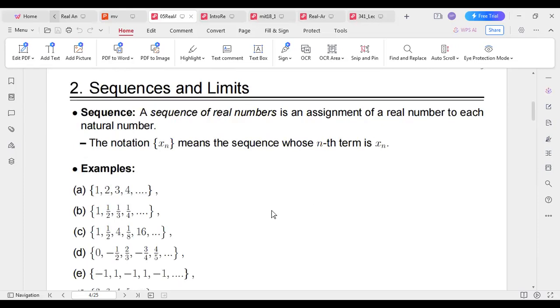Now, what is a sequence? A sequence of real numbers assigns a real number to each natural number. The notation (xn), in brackets, means the sequence.